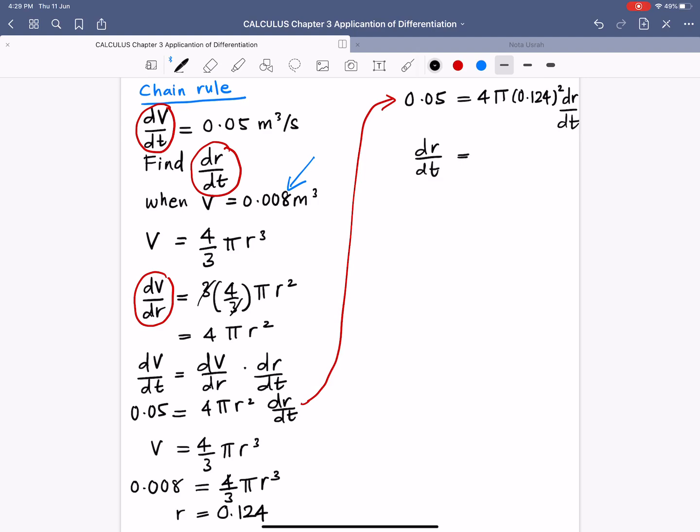It is equal to 0.258 if you round off to 3 decimal places, where the unit, because r is measured in meter and the time given for the problem is seconds, is meter per second. So that is if you use the chain rule. Now let us look at what if we want to use implicit differentiation.